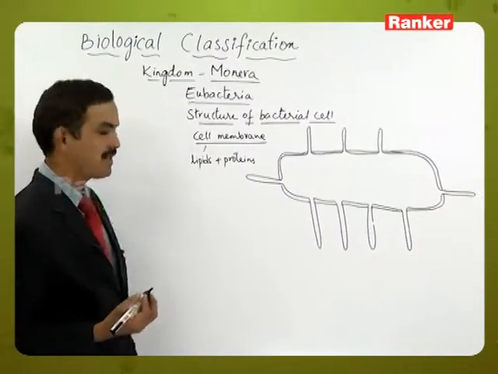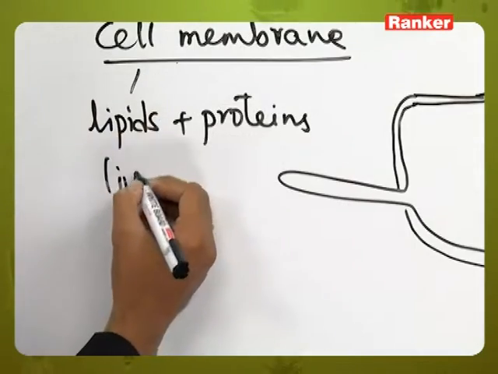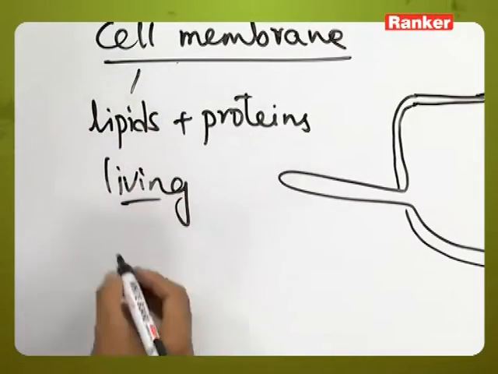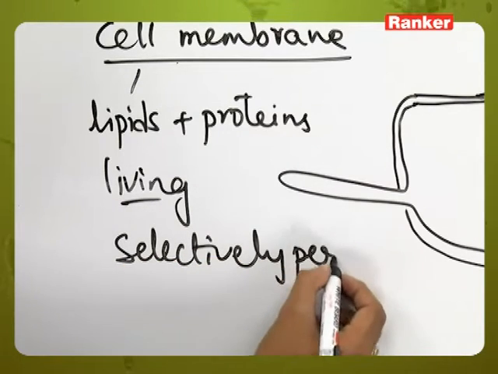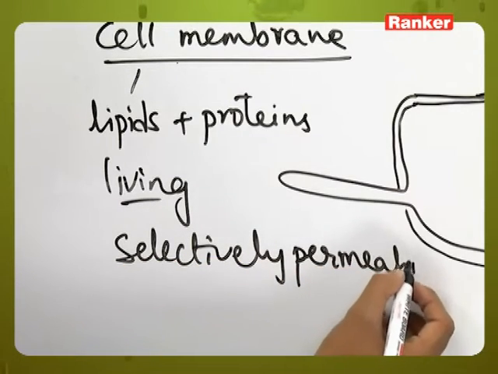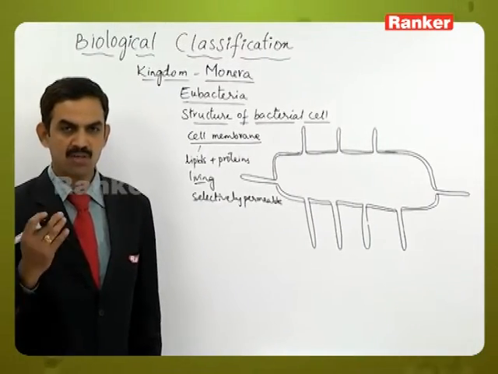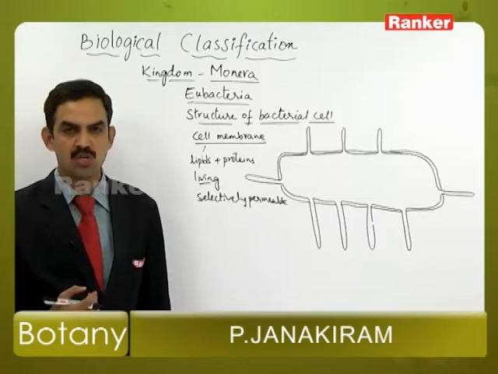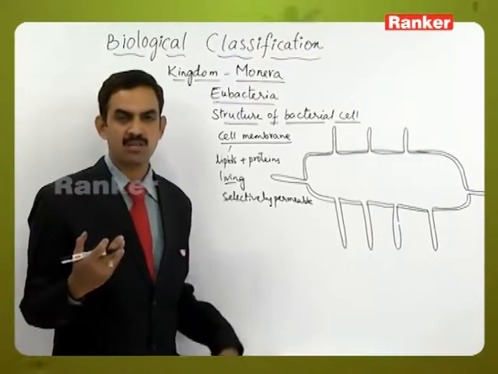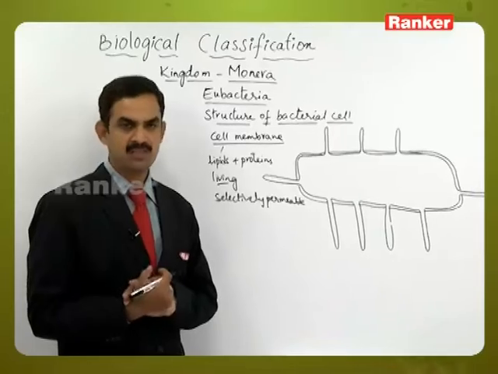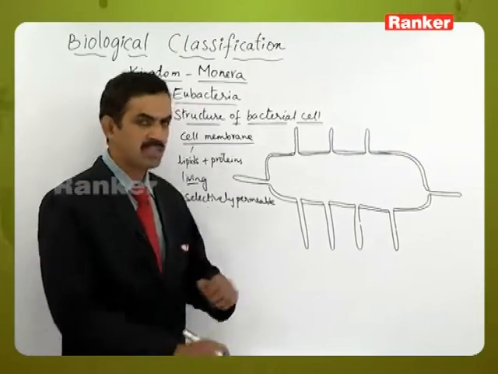The cell membrane is made up of lipids and proteins, and it is considered to be the living limit or living membrane, which has the selectively permeable property. What do we mean by the selective permeable property? It will allow only a few solute molecules into the cell, and that is how it selects only the particular solutes which are useful for the cell. Apart from this structure, the cell membrane has some special structures.